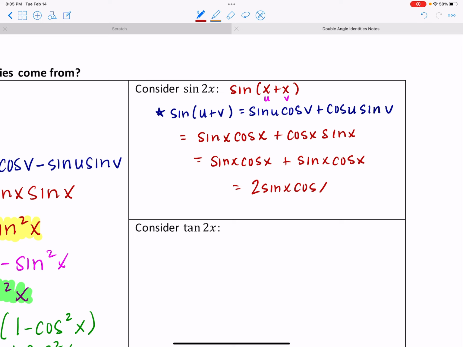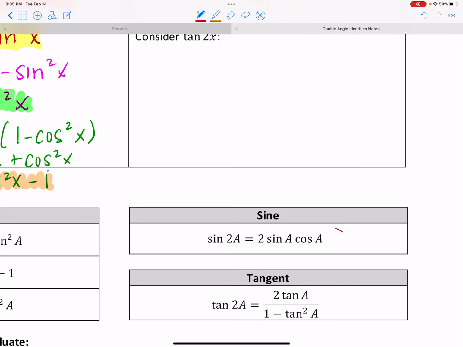then I end up with two of those sine x, cosine x terms. Now, unlike the previous, where we could swap some things out using Pythagorean identities, we don't have anything we're going to swap out here for sine or cosine. So the sine of a double angle has just one form, and that's what we see happening here. If we're taking the sine of a double angle, it's going to be equal to twice the sine of that angle multiplied by the cosine of that angle.